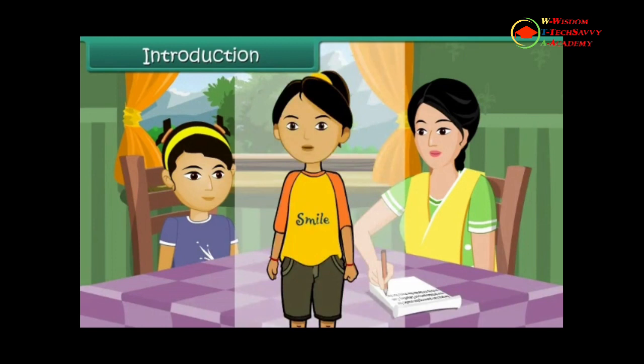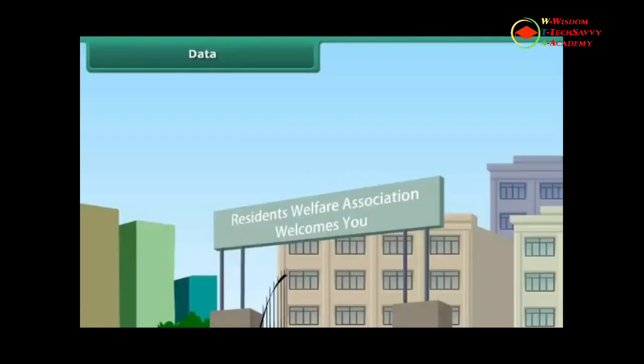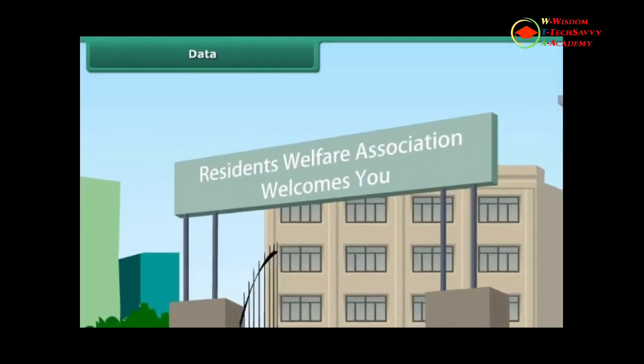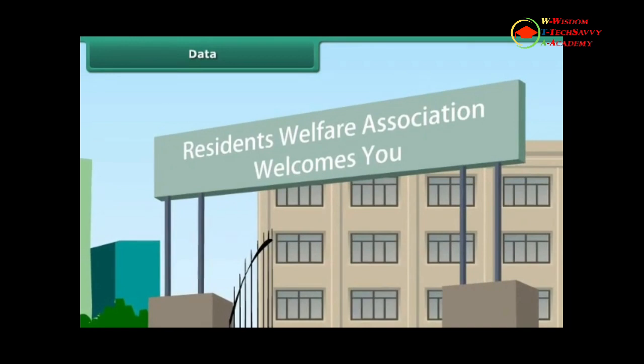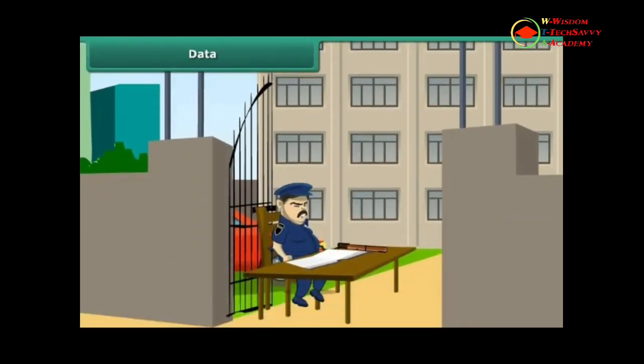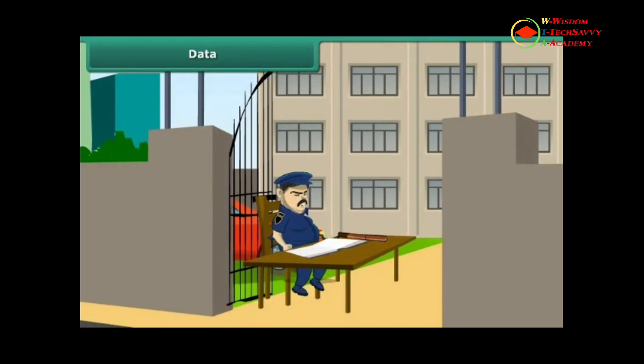As promised, Ranjana provided the required data to her mother. In this lesson, you will learn about data handling. Data. The Residents' Welfare Association or RWA of a certain locality has decided to charge the residents for parking more than one vehicle inside the residential complex.